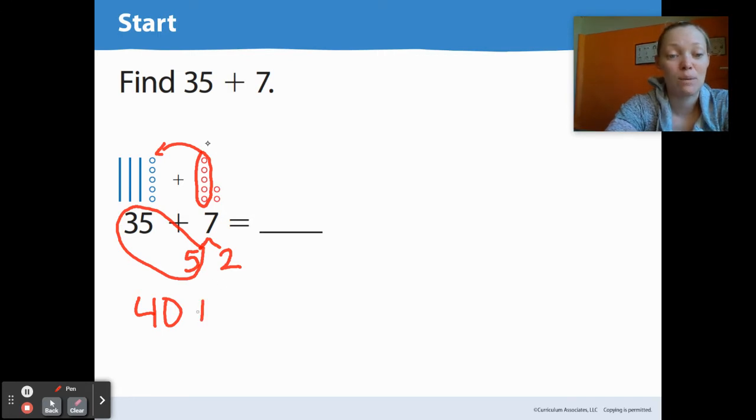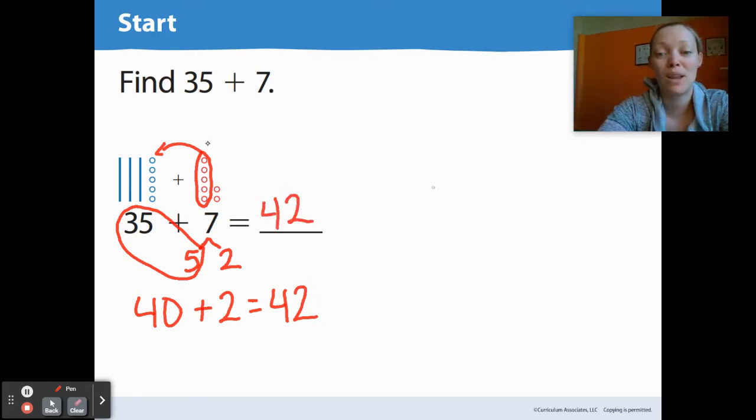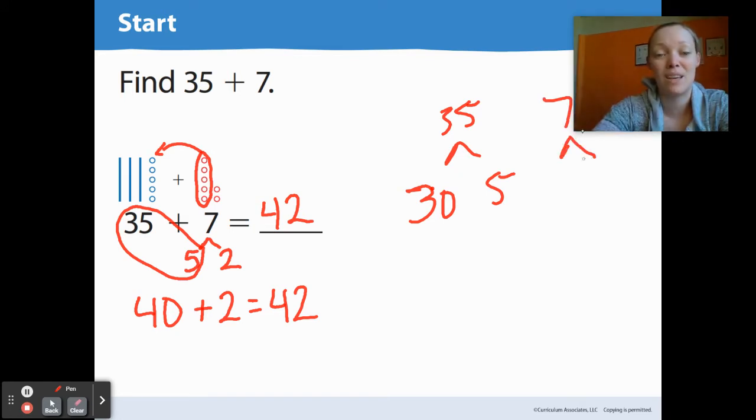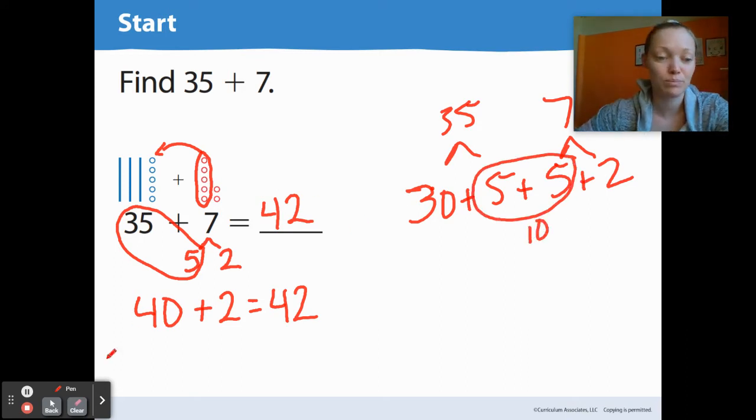And then I would just add my 2 extra ones, which would be 42. So 35 plus 7 is 42. Another way to think about this would have been to break up your 35 into 30 and 5, and then break up your 7, that's how the picture is broken up, into 5 and 2. Then you can see the 10 right here. 30, 10, and 2.